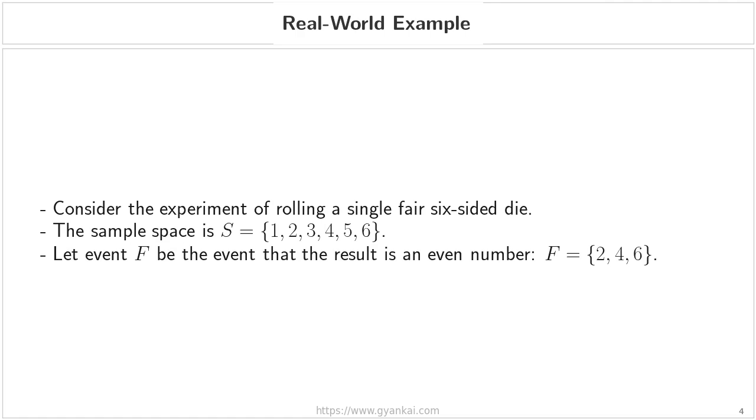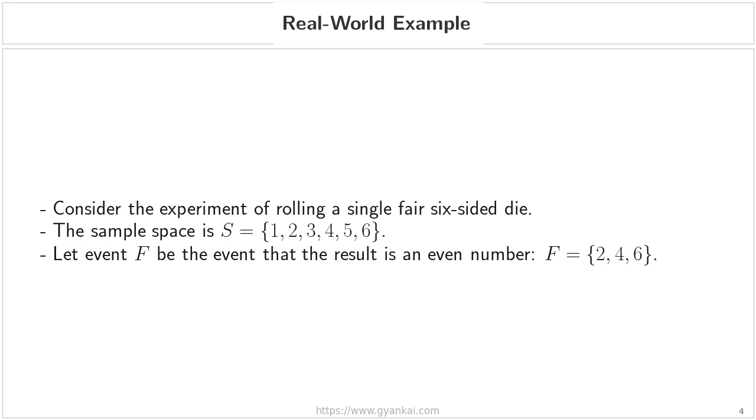Real-world example. Imagine we are performing a simple experiment, rolling a single, fair, 6-sided die. First, let's define our boundaries. Our sample space, which we'll call capital S, consists of all possible outcomes, 1, 2, 3, 4, 5, and 6.